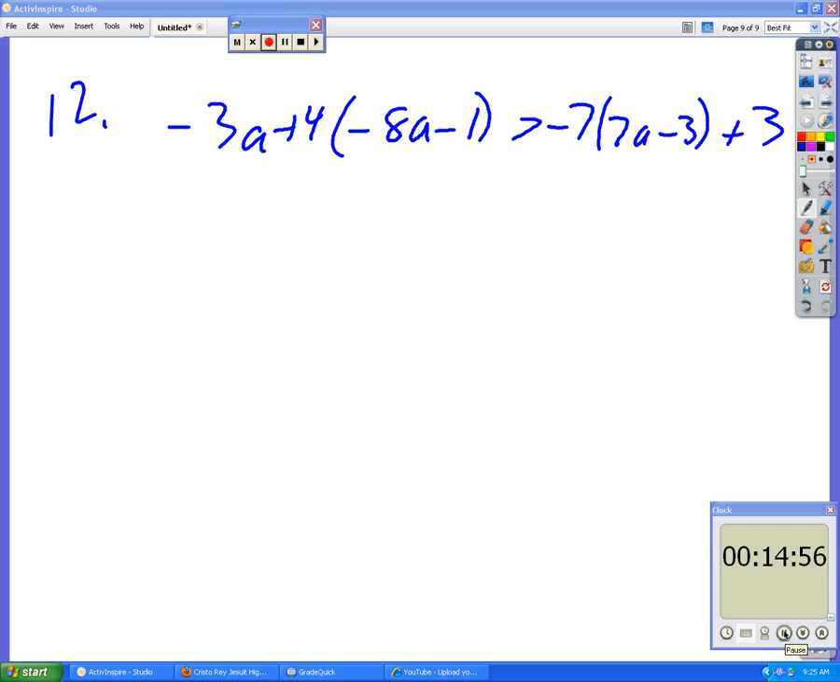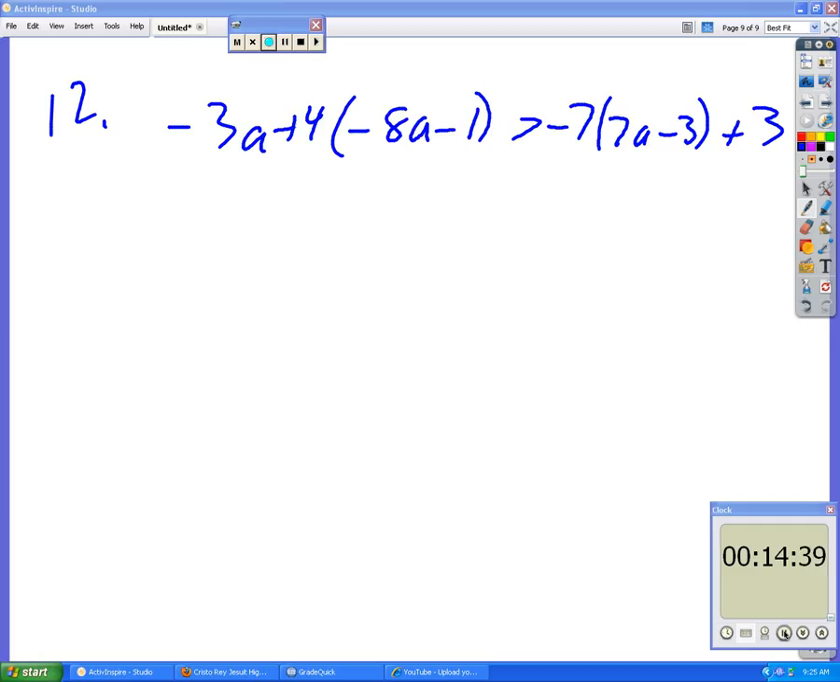Okay, here's number 12. You have a bunch of parentheses. It says solve. Solving means you get the letter by itself, the letter equal to a number. That's my answer when I get there. Anything else is not the answer. And we cannot have parentheses.